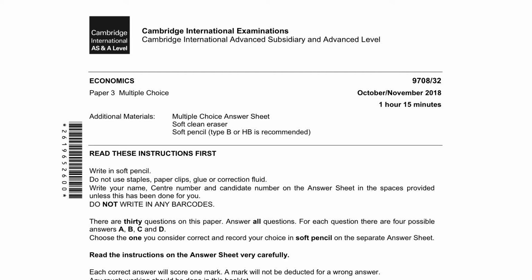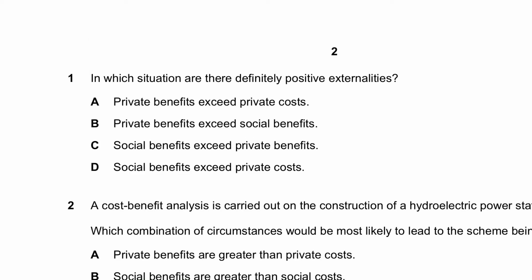Hi everyone, so we are solving November 2018 today. This is paper 3, Weighted 2. In question number 1, they say, in which situation are there definitely positive externalities?